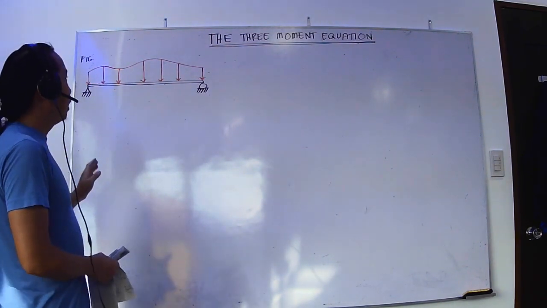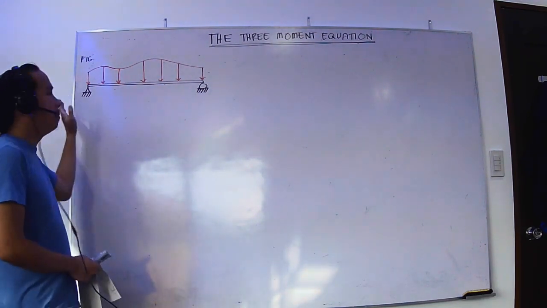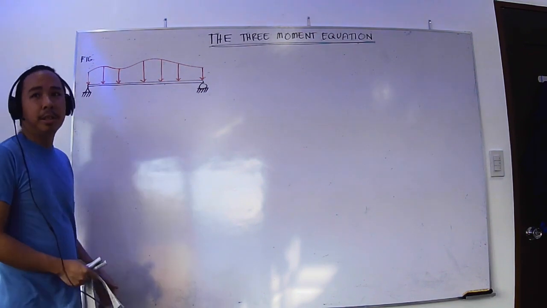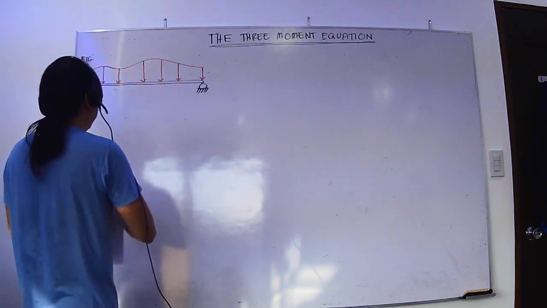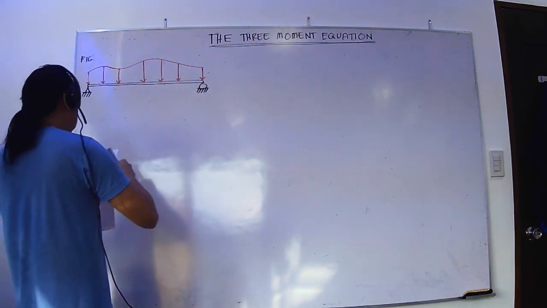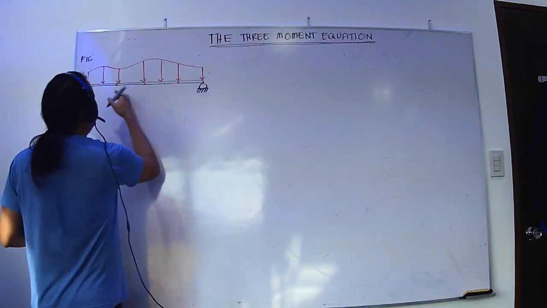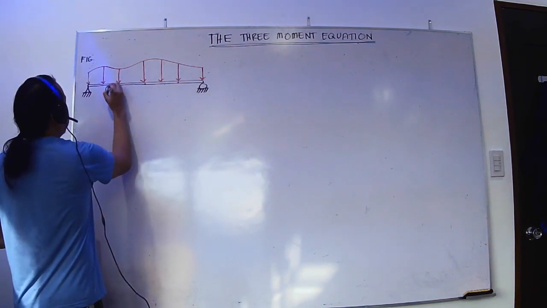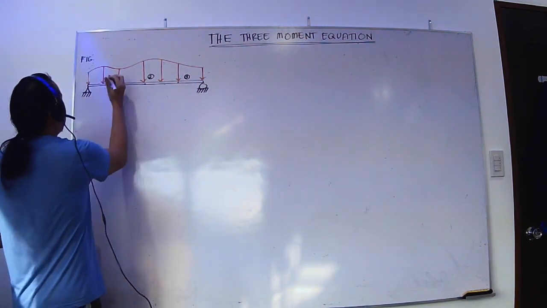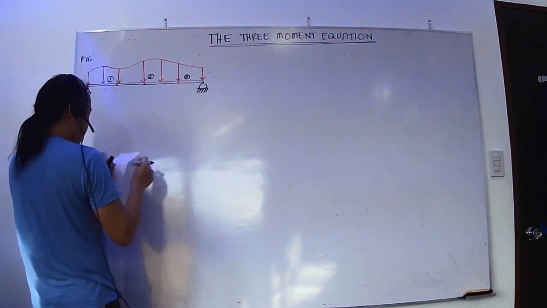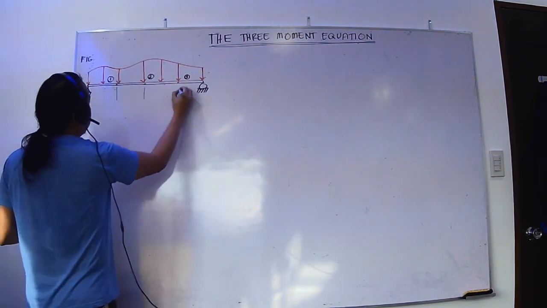But here, to derive the three-moment equation, we have a beam, simply supported, subjected to an arbitrary loading. Now, I would like to take three arbitrary points. I'll just call this point 1 and this is point 2. This is point 3, okay? Point 1, 2, 3. Now, here we need the geometric properties, okay?